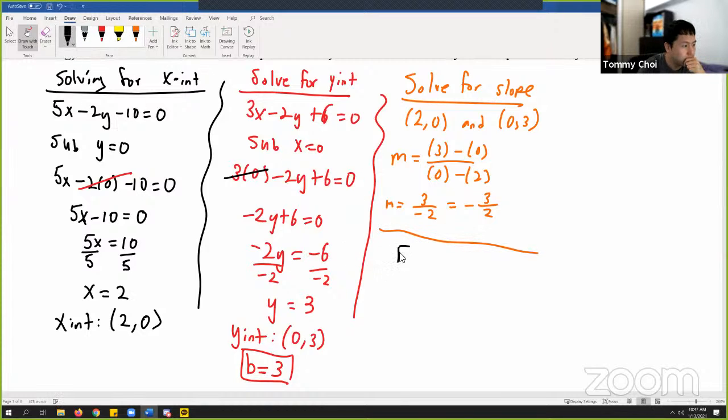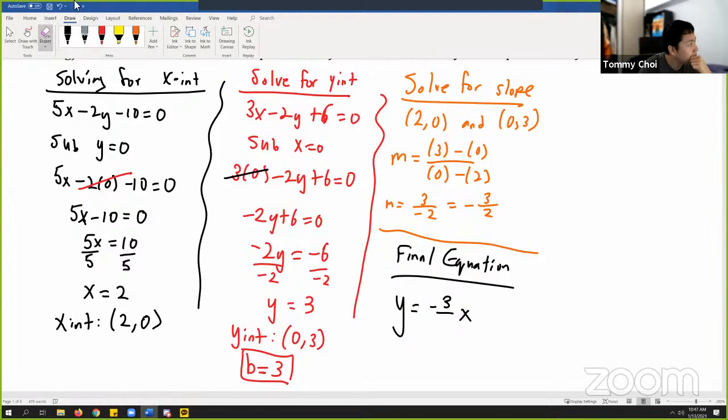Final equation. Y is equal to the slope, negative 3 over 2x. Let me rewrite that. So negative 3 over 2x, and then it has the same y-intercept. So we said b equals 3, so it's plus 3. And there's our final answer.